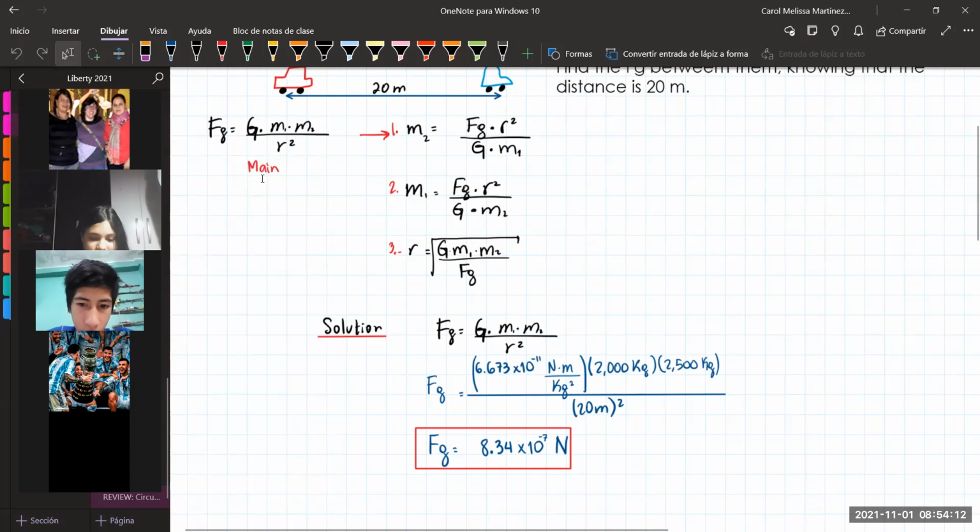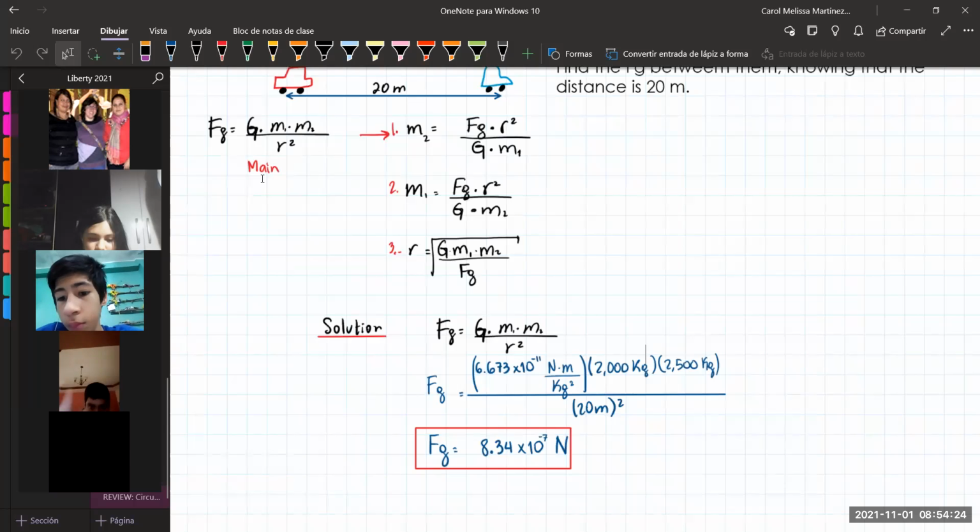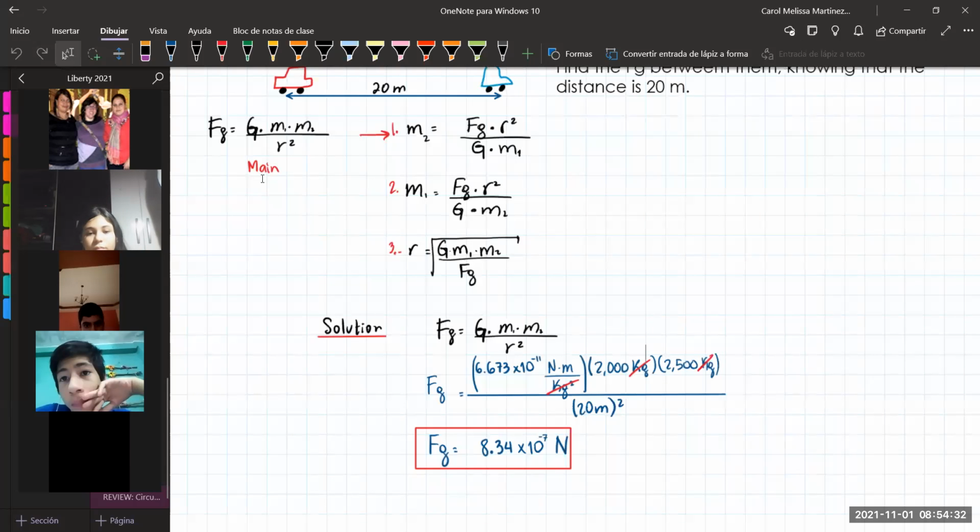Bueno, guys, this will be the answer. Definitely just plug in the givens, apply the formula, plug in the givens in the calculator correctly, and you will get the answer. Now the answer is in Newtons because of the way the units cancel. Kilogram squared divided by kilogram squared are cancelled. And then these are already in meter squared, and meter squared are also going to be cancelled.